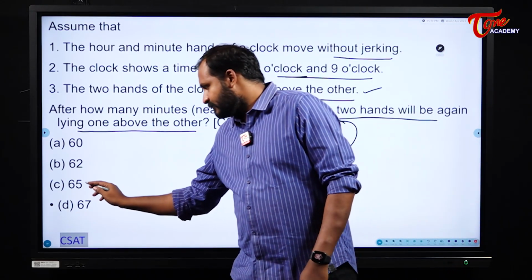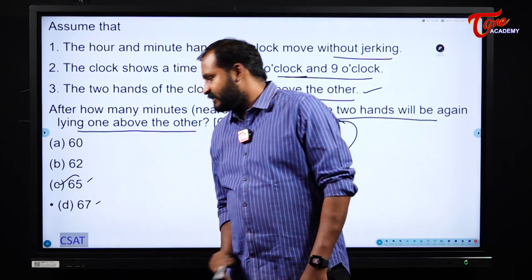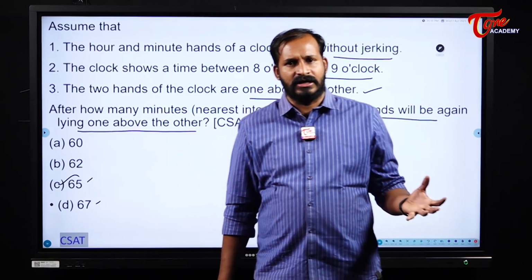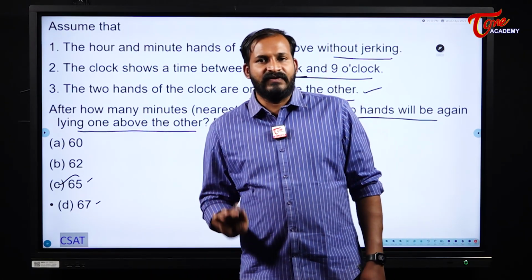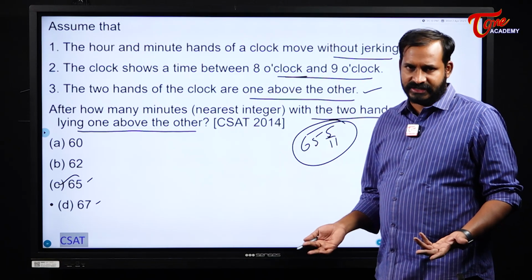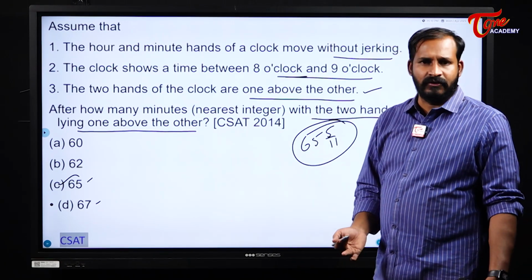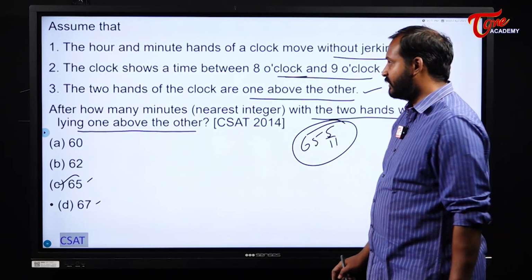Now we have two times. Which one is the nearest one? 65 minutes. So our answer here becomes 65 minutes. From the basic concept itself, we can tell our answer as 65 minutes. Why? Because we know that for every 65 5/11 minutes, the two hands will coincide. So after what time means, once again after 65 5/11 minutes they will coincide. So my answer will be 65.